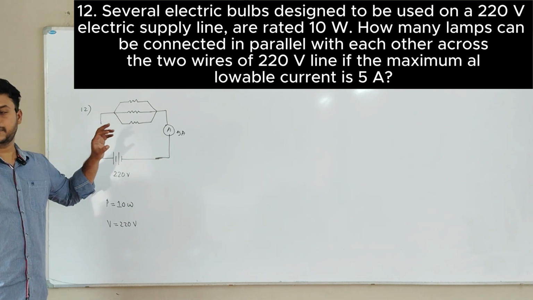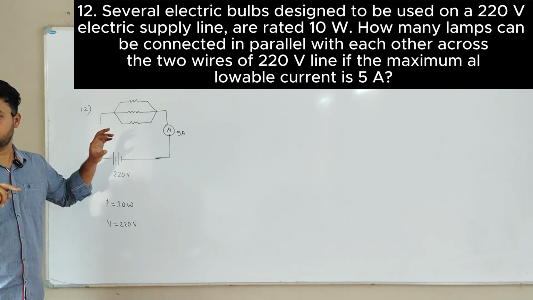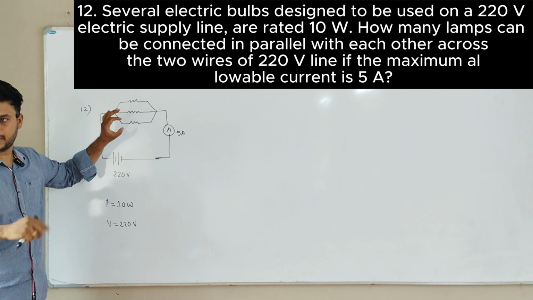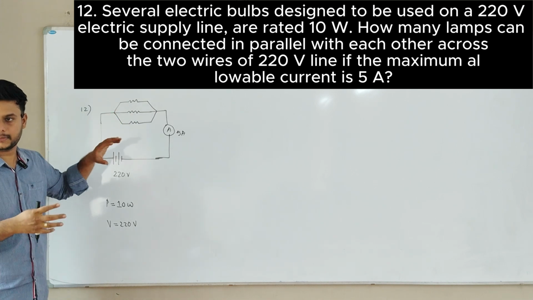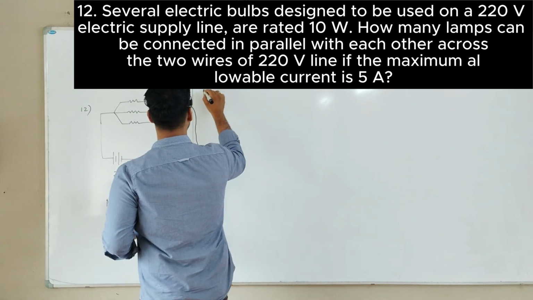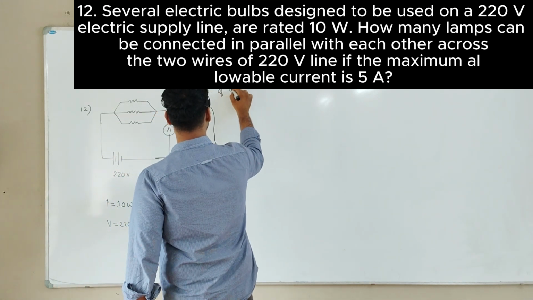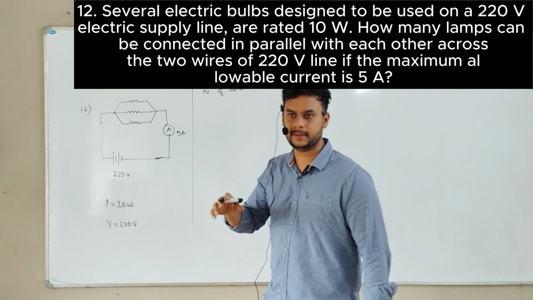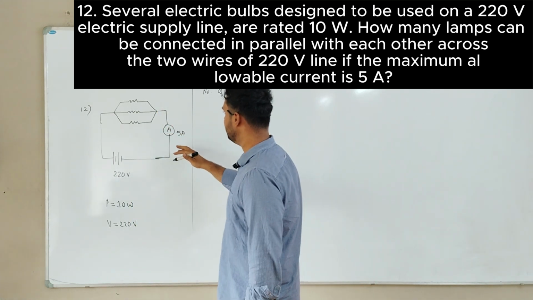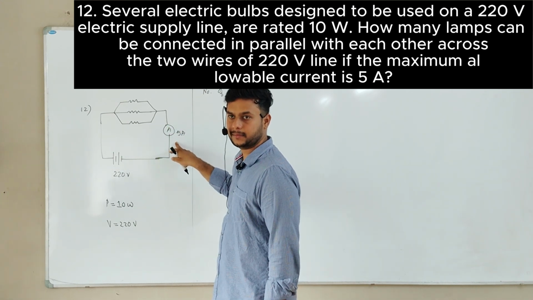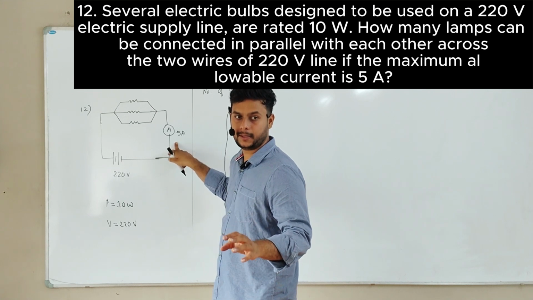Now, these are connected in which type, series or parallel? Parallel. In a domestic circuit, you know that these are all connected in parallel. Similarly here also, I have drawn just 3 for example. I should calculate the number of bulbs. This is my question: number of bulbs is equal to question mark. And there is one important thing you should know. They are saying the total current passing in the circuit is 5 ampere.